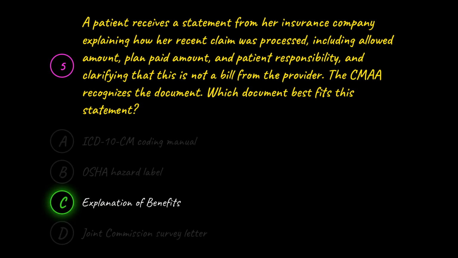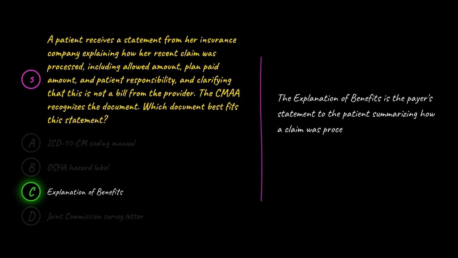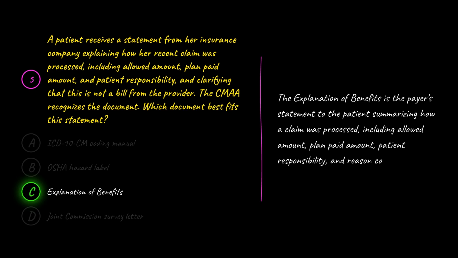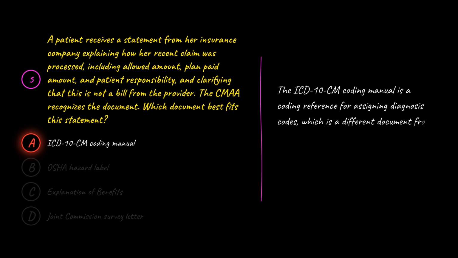The correct answer is C. Explanation of benefits. C is correct because the explanation of benefits is the payer's statement to the patient summarizing how a claim was processed, including allowed amount, plan paid amount, patient responsibility, and reason codes, plus the note that it is not a bill. A is wrong because the ICD-10-CM coding manual is a coding reference for assigning diagnosis codes, which is a different document from the patient-facing claim summary described in this scenario.